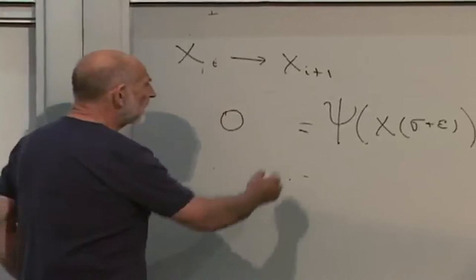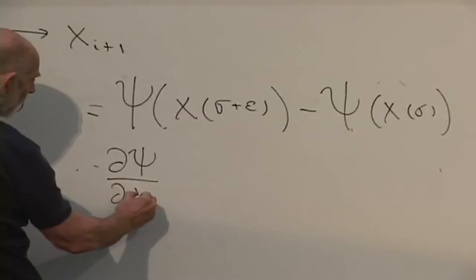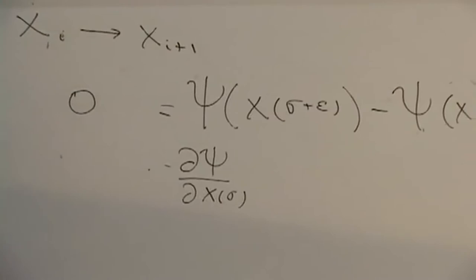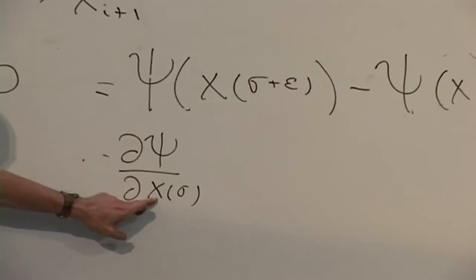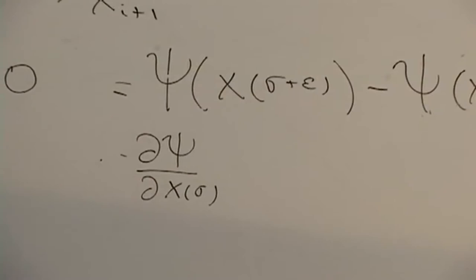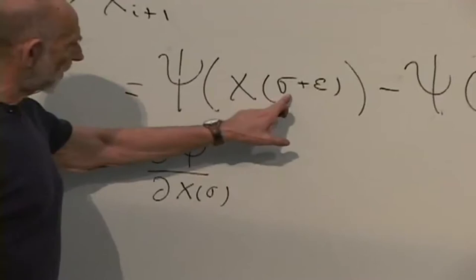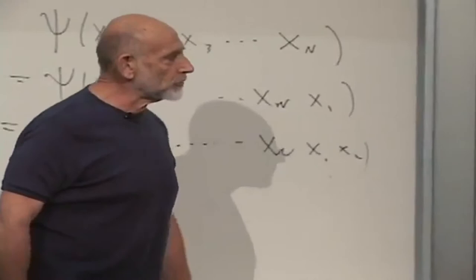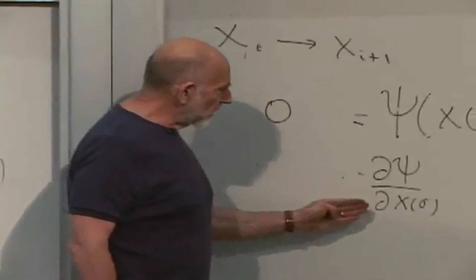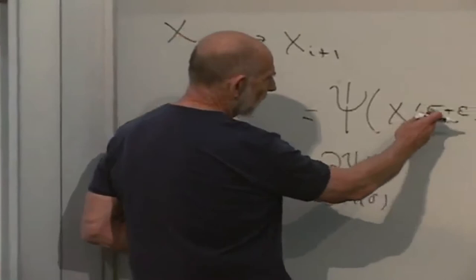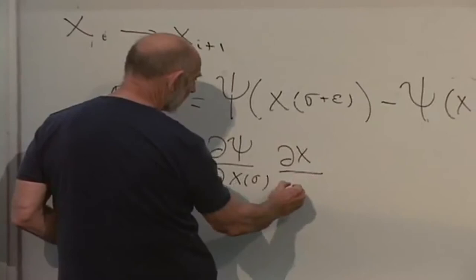Well, we write that this is the small change in psi when you change x at point sigma, times the change in x. How much does x change in going from x at sigma plus epsilon to x at sigma? Partial of x with respect to sigma times epsilon. So this is the change in psi when you change x at sigma, times the change in x when you shift sigma a little bit. And that's just the derivative of x with respect to sigma times epsilon.